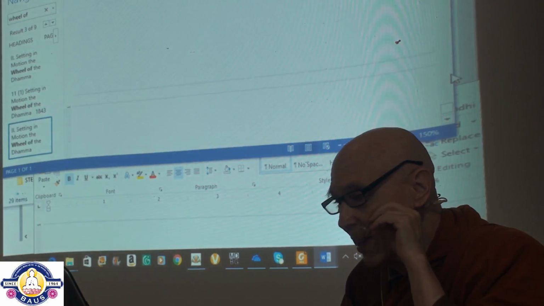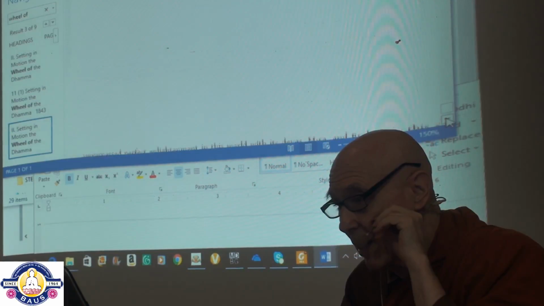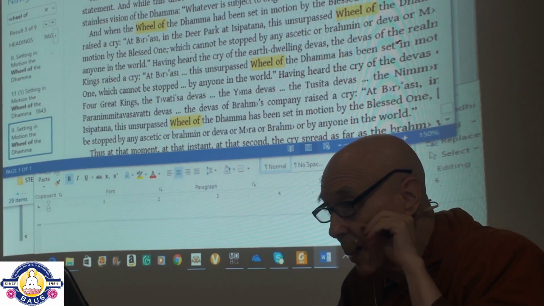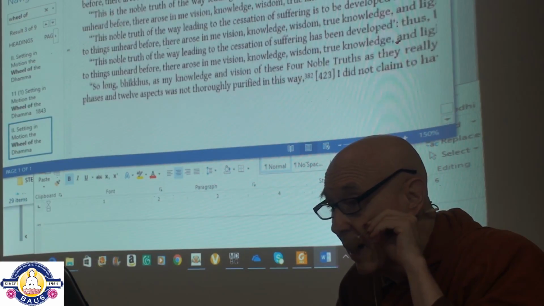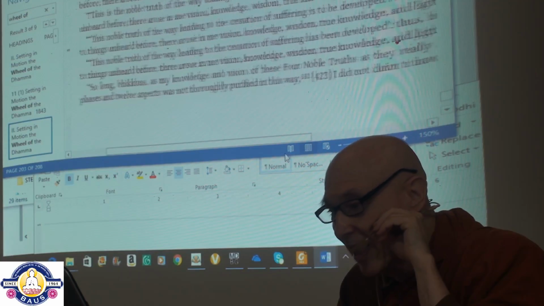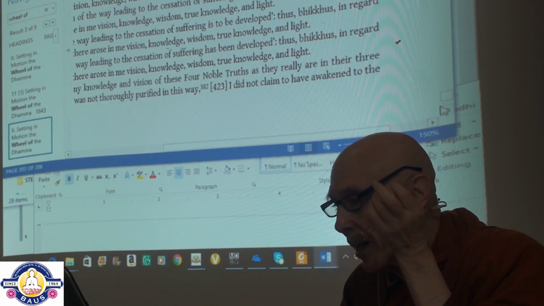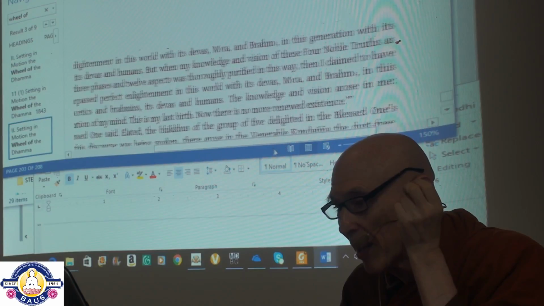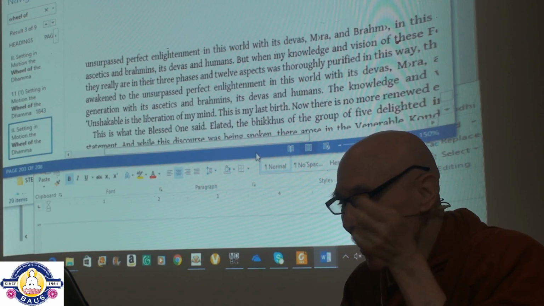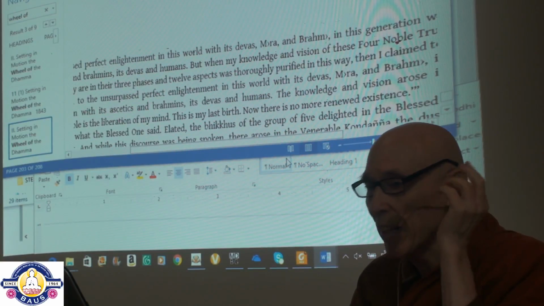In the Buddha's first discourse, at the end of the discourse, he says that as long as his knowledge and vision of the Four Noble Truths as they really are, in their 3 phases and 12 aspects, was not thoroughly purified, I did not claim to have awakened to the supreme, unsurpassed enlightenment in this world. But when my knowledge and vision of these Four Noble Truths as they really are, in their 3 phases and 12 aspects, was thoroughly purified, then I claim to have reached the supreme perfect enlightenment in this world.